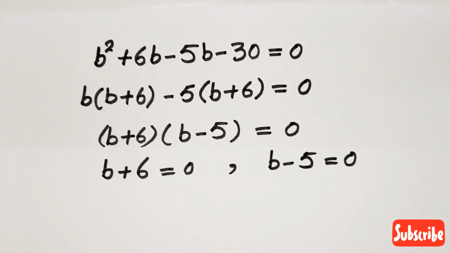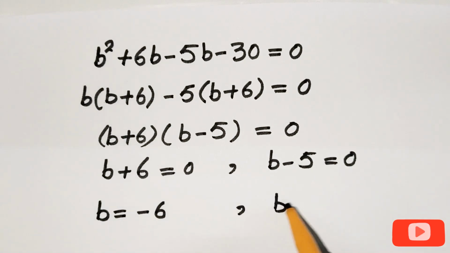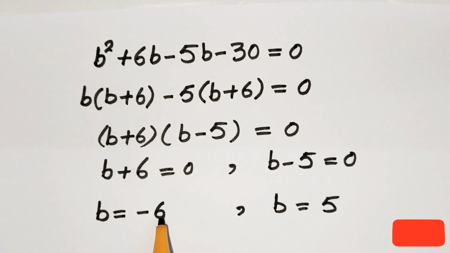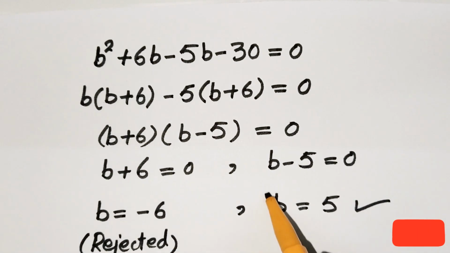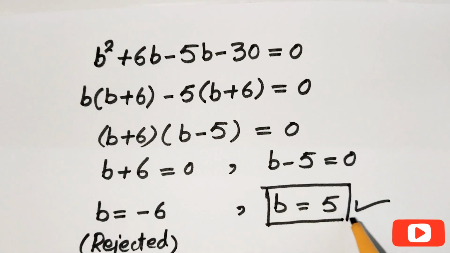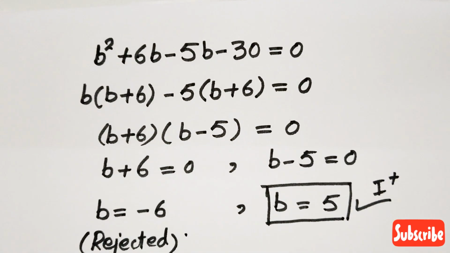Now here the value of b will be minus 6, but here b is equal to plus 5. In both these values we see that b is equal to minus 6, which is actually not a positive integer, it is just negative. So we don't take this value of b, it is rejected because it is a non-positive integer. We just take b is equal to 5, because it is a positive integer.